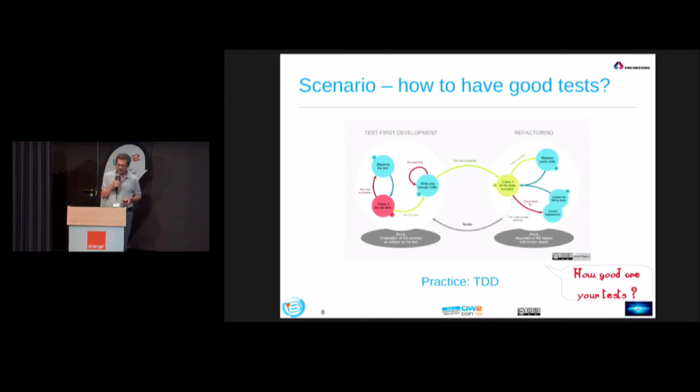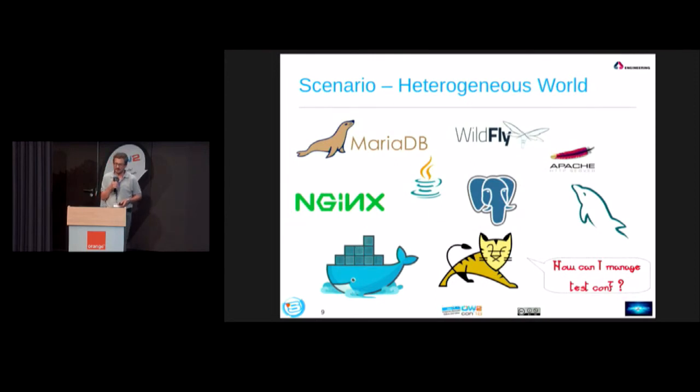But is there a way to know how good your tests are? How good are your test cases at detecting bugs? And there is another aspect you have to consider. We live in a heterogeneous world, so your software can use a Postgres database, a MariaDB, you can use several application servers, you know. And all these configurations can lead to different behaviors in your software solution. How can you manage and how can you increase the coverage of your test cases in this heterogeneous world?